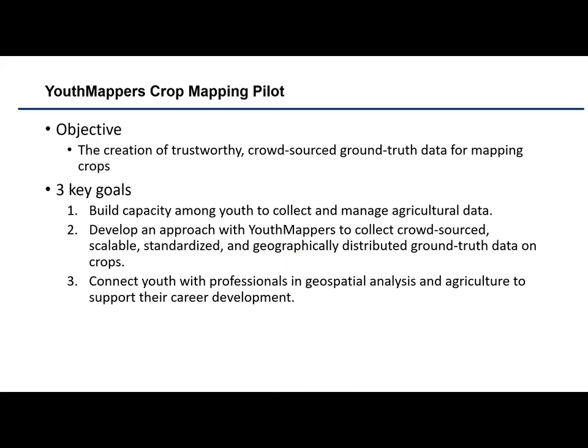So our objective is the creation of trustworthy crowdsourced ground truth data for mapping crops. And we're going to achieve this objective through three key goals. The first one is to build capacity among the youth to collect and manage agricultural data. The second one is to develop an approach with YouthMappers to collect crowdsourced, scalable, standardized, and geographically distributed ground truth data on crops. And the third one is to connect youth with professionals in geospatial analysis and agriculture to support their career development.